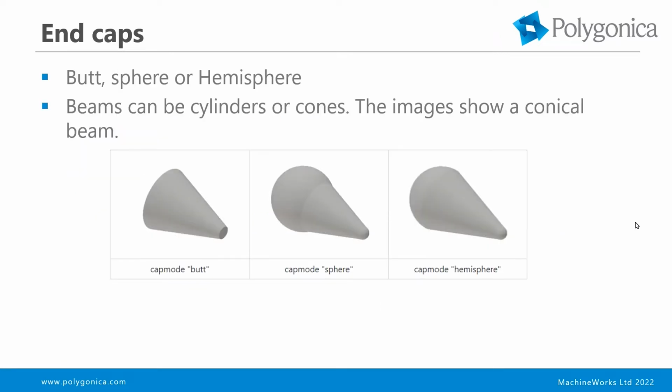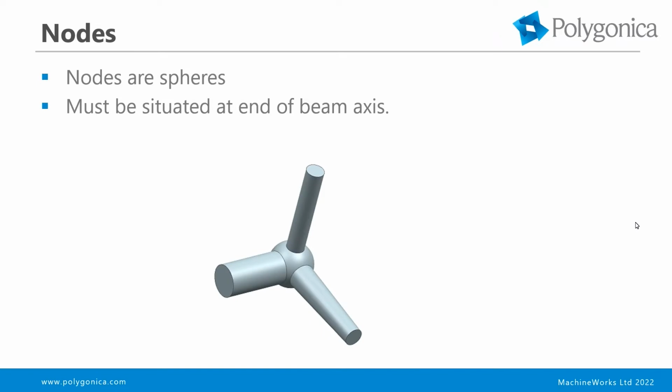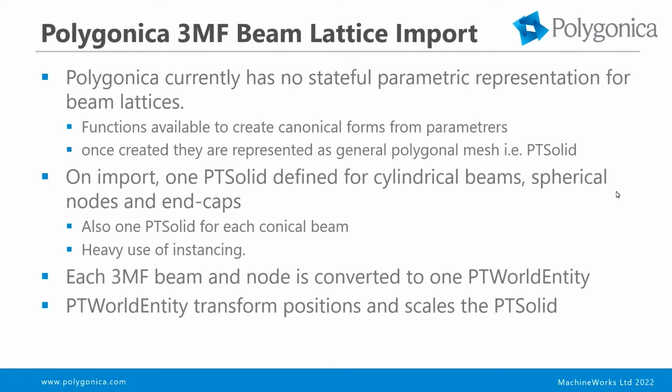Beam end caps can be planar, what 3MF terms flat, spherical or hemispherical. Note that the images show a conical beam where the radii at the start and end points are different. Nodes are simply represented as spheres. An important point to watch out for is that the center point of the node definition must coincide with the endpoint of a beam. So how does the new sample code interpret this definition in Polygonica?